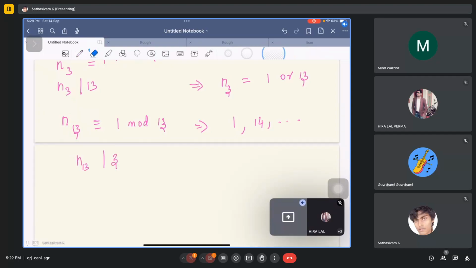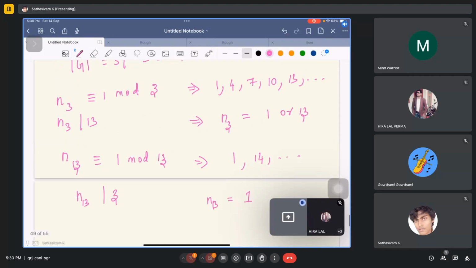So the only possibility is N13 is 3. Sorry, not N13 is 3, N13 is 1. Okay. So now what we have computed is the Sylow subgroup exists, and we have also said what is the number of Sylow subgroups. Here we have the possibility for the number of Sylow 3 subgroups is either 1 or 3, and the possibility here is just 1.